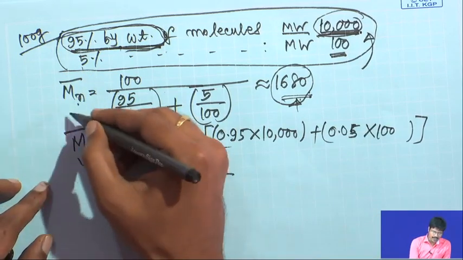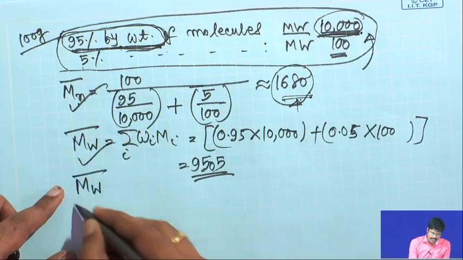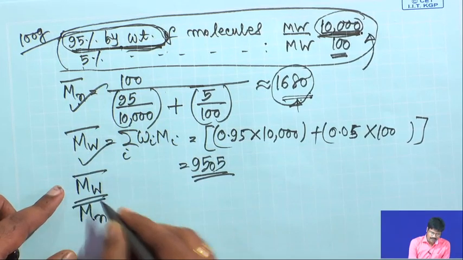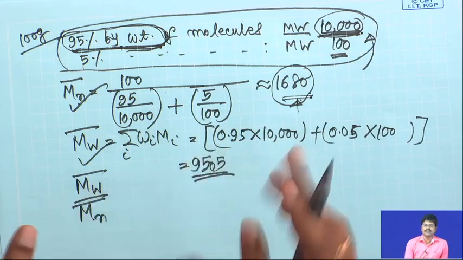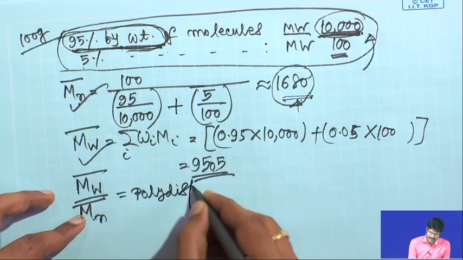So, that is why you should determine both the values of Mw and Mn, and this ratio of Mw by Mn is actually related to the breadth of the molecular weight distribution, and this is called the polydispersity index.